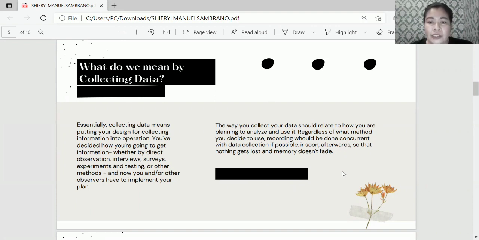The way you collect your data should relate to how you are planning to analyze and use it, regardless of what method you decide to use. Recording would be done concurrent with data collection if possible, or soon afterwards so that nothing gets lost and memory doesn't fade.